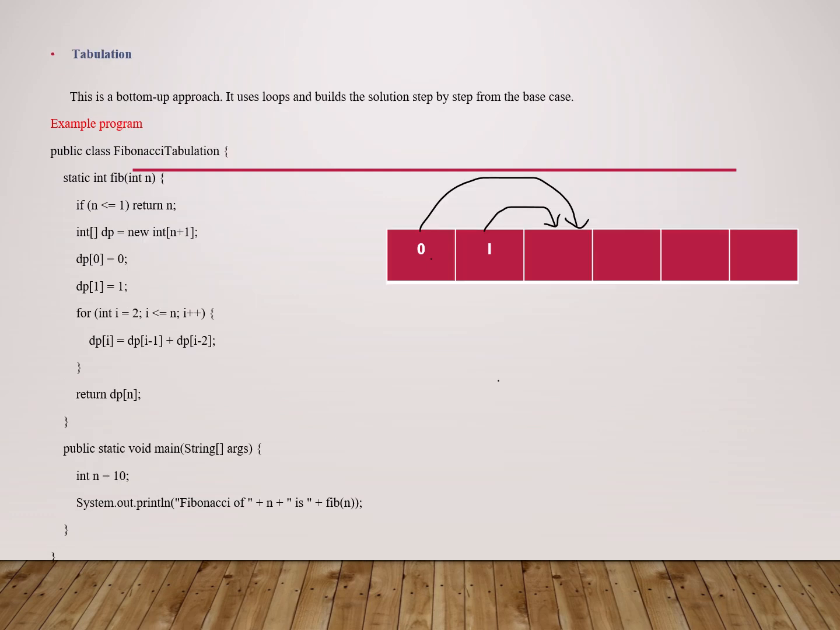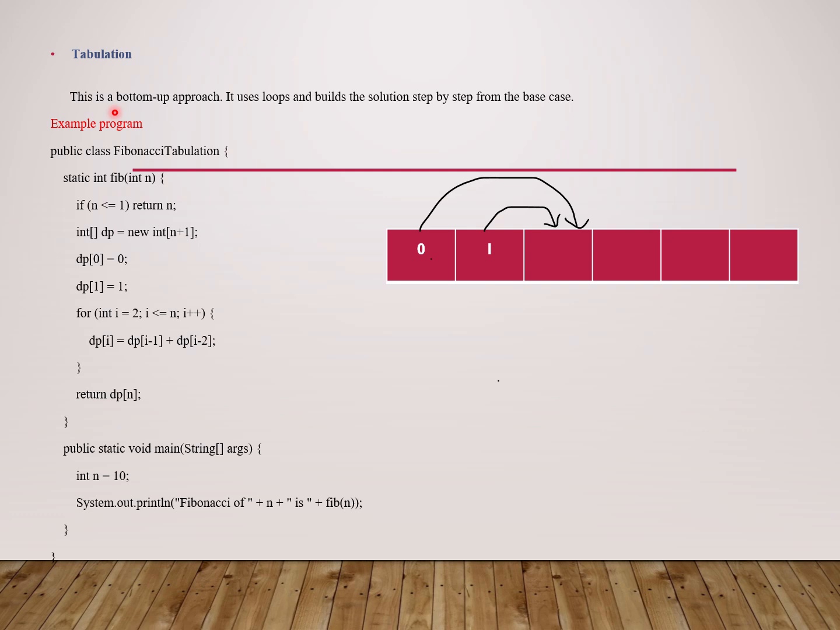The next approach is the tabulation method. The tabulation method is a bottom-up approach. It starts from the base case and moves upwards. It does not use recursion here. In this method, we solve smaller subproblems first, store all the results in a table, and build the final solution step by step using iteration.